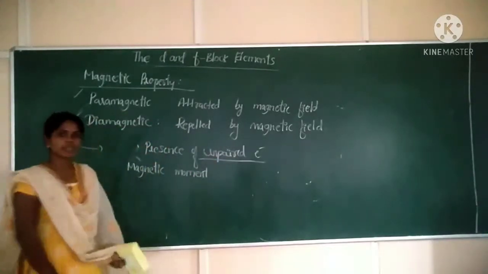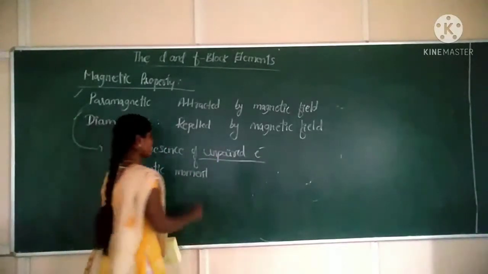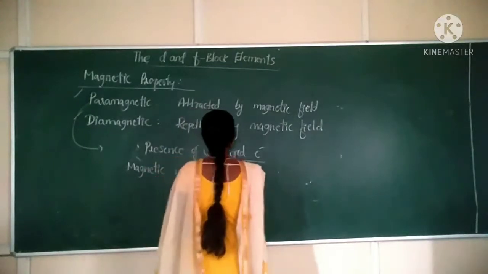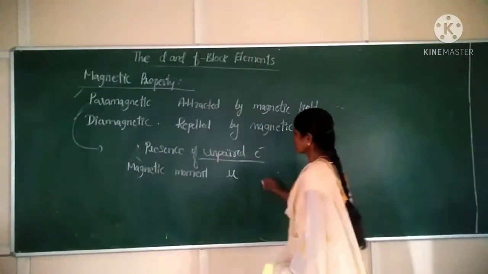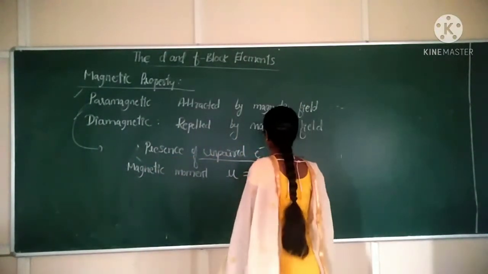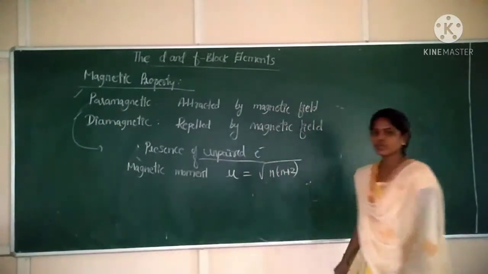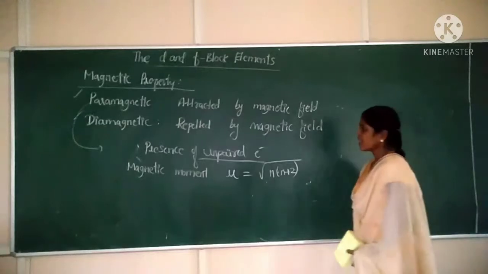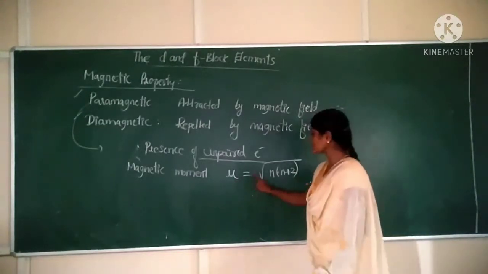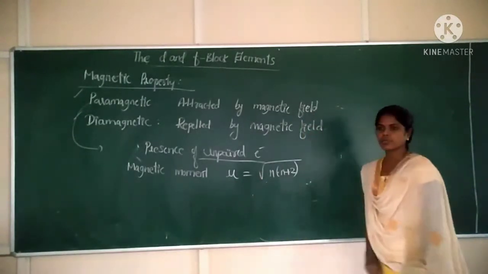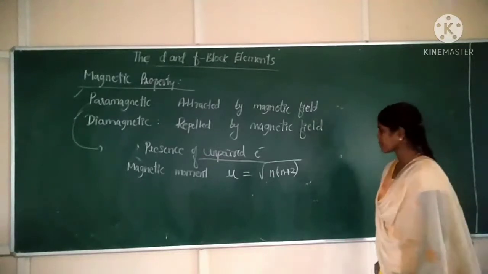Magnetic moment is given by the spin-only formula. The symbol for magnetic moment is mu, which is equal to the square root of n into n plus 2. This is the formula to calculate the magnetic moment or paramagnetism.